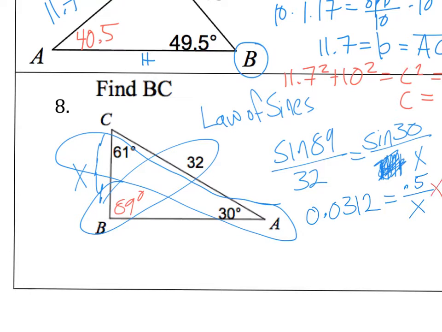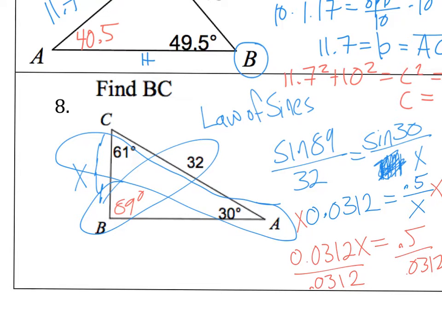Going to multiply both sides by x. I've got 0.0312x is equal to 0.5. Divide by that delightful decimal, 0.0312, and I get 0.5 divided by 0.0312. That unknown is equal to 16.03 units, which makes sense with a hypotenuse of 32.